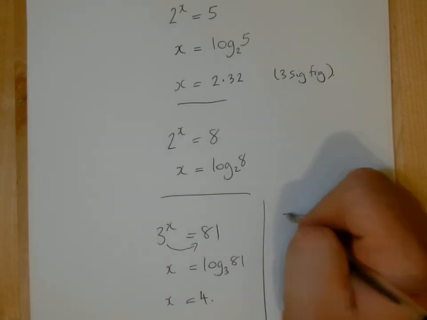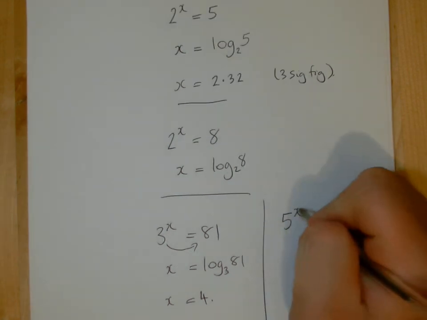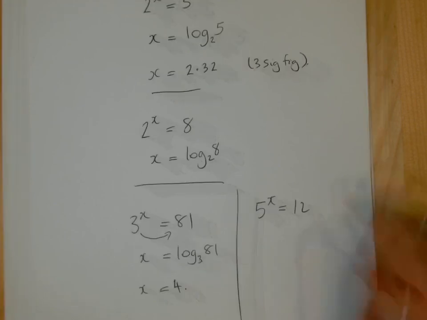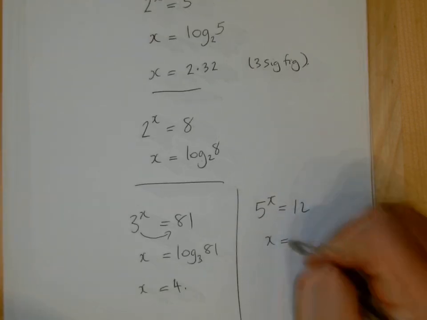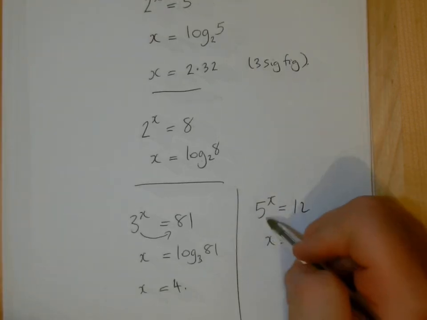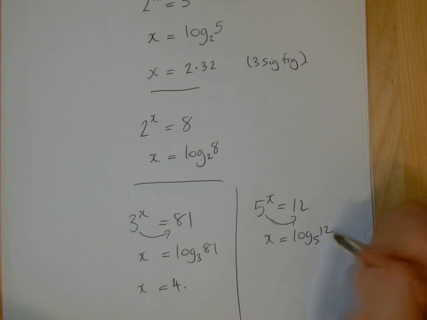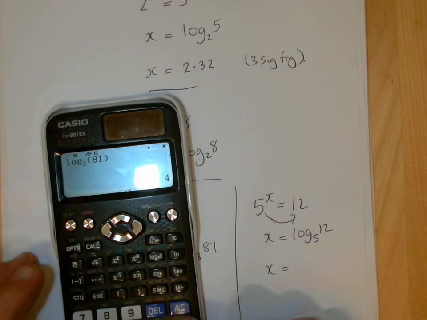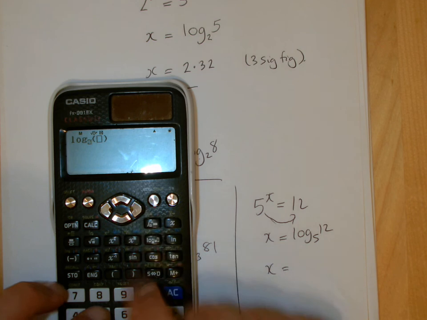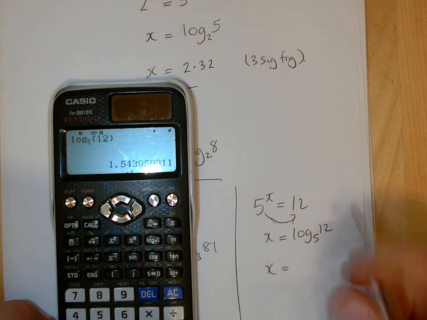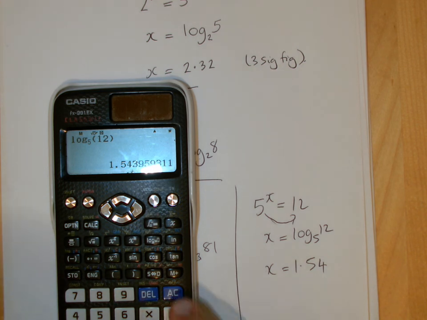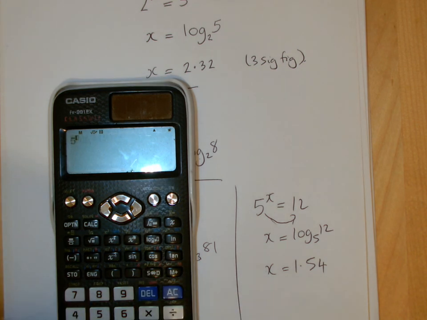Let's do one more. Suppose I've got 5 to the power of x equals 12. I don't know what that is, it's not going to be nice, but as I said before, to work out the power x, you can swing the base. There's your base, swing the base and it creates a logarithm to the base 5 of 12. We get 1.54 to 3 significant figures. And if you want to check, 5 to the power of that answer comes out to be 12, so it works.